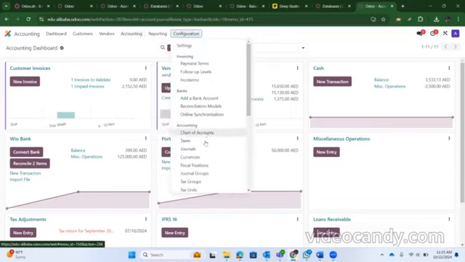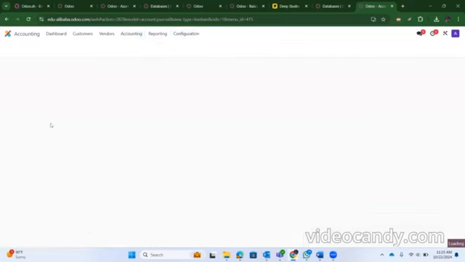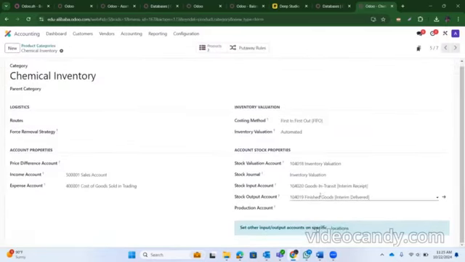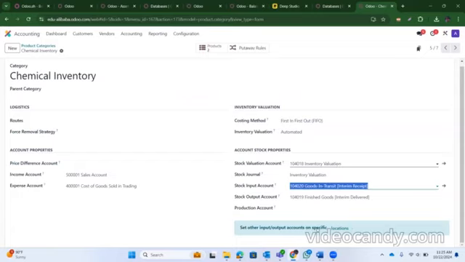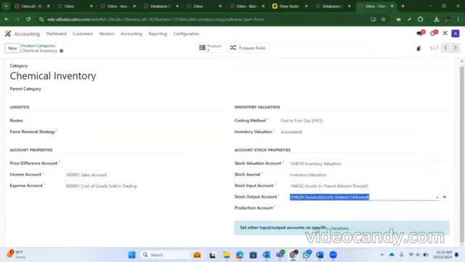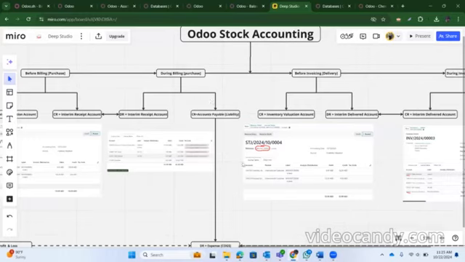So literally, under product categories and the chemical inventory, we saw what happened between the interim receipt account and then the stock valuation account. Now this is 0, and so we have our stock value as per the stock that we procured from the supplier. Now, we need to see what happens to the interim delivered. And that's exactly what we are seeing here.